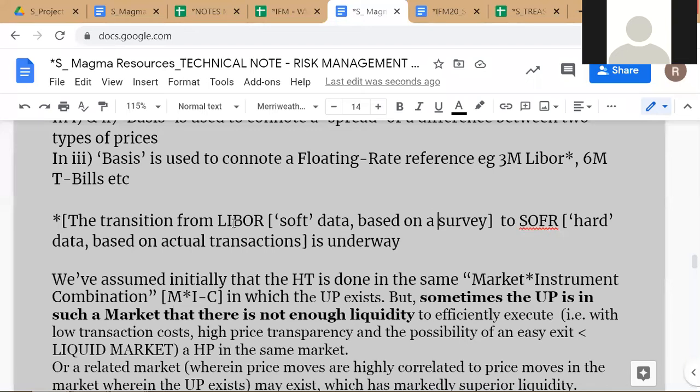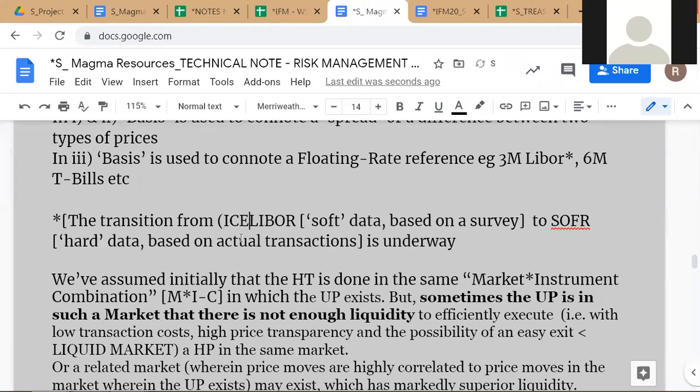So what they're doing right now is ICE LIBOR, because ICE has trademarked this name. ICE is the Intercontinental Exchange. They started as the Intercontinental Exchange and have now rebranded themselves as ICE, just like National Stock Exchange has rebranded as NSE, and Chicago Mercantile Exchange has rebranded as CME Group. So ICE LIBOR, in the sense that these guys are administering the process now.